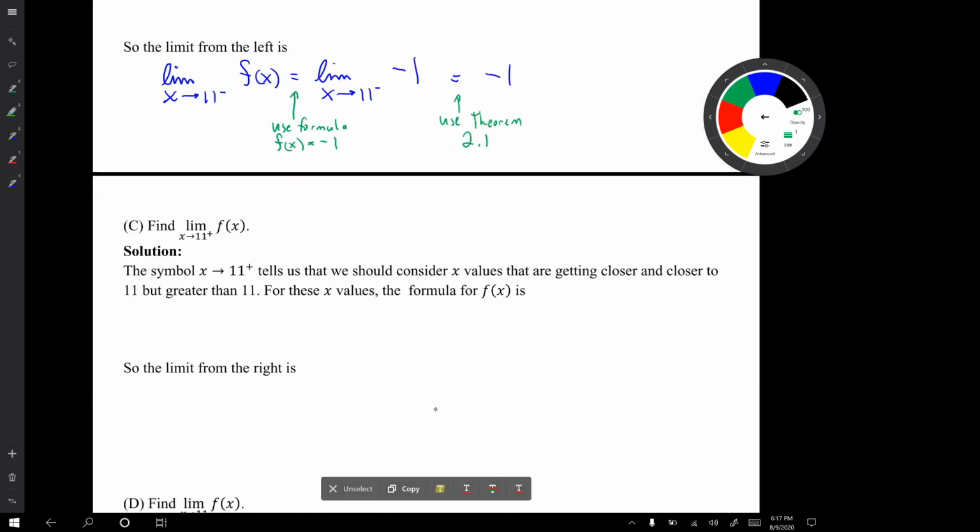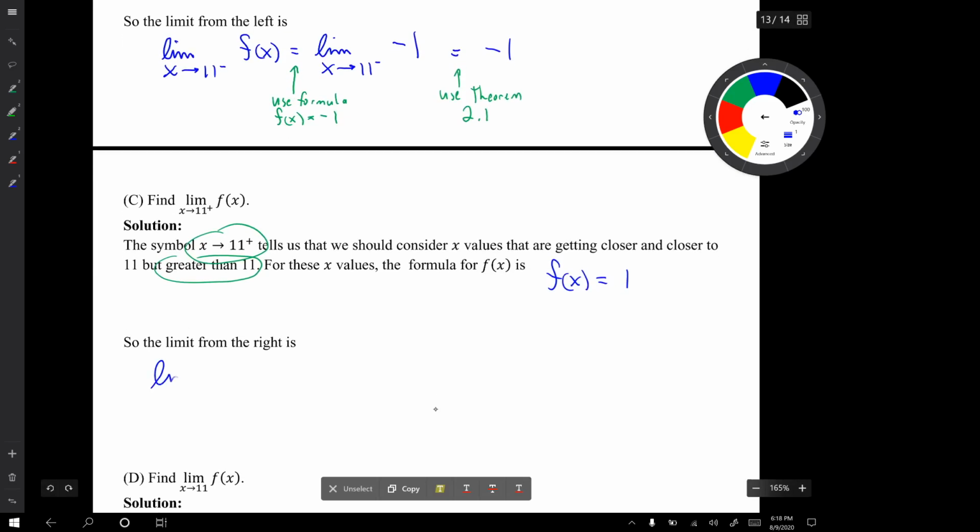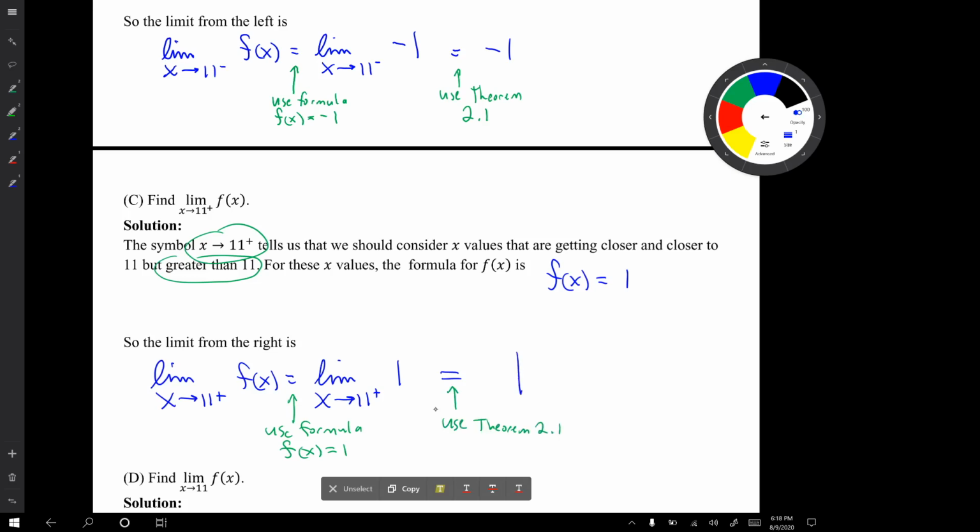Now, our job is to find the limit as x approaches 11 from the right. Well, this symbol tells us that x values are greater than 11. So for these x values, the formula for f of x is f of x equals 1. So the limit from the right is computed this way. The limit is the number 1. So again, we used the correct formula for the function. We used the formula f of x equals 1. And then we used theorem 2.1.